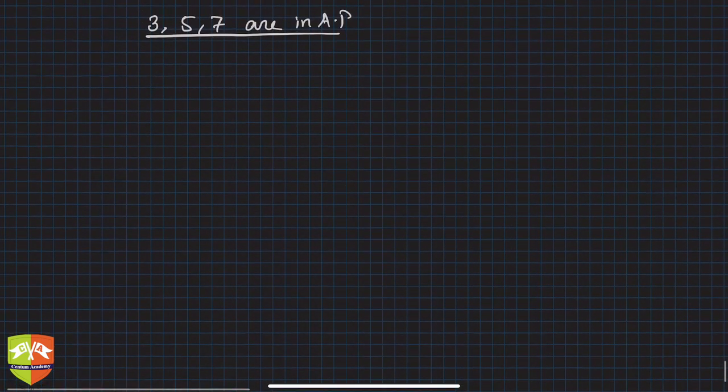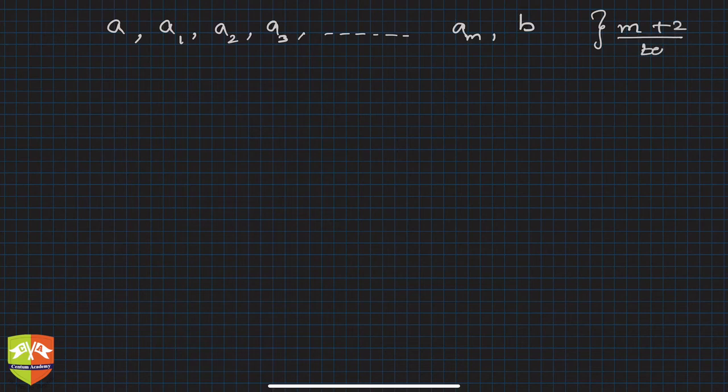Now in sequence and series, we need not have only one term between A and B which are in AP. Let us say between A and B, we have M terms. So A1, A2, A3, dot dot dot, let's say AM. There are M terms. So in total, how many terms are there? A1, A2, A3, to AM, plus A and B. So M plus 2 terms are there totally. Once again, A and B are 2 terms, and in between, I am fitting in M terms.